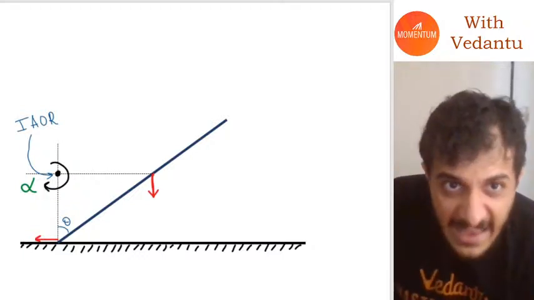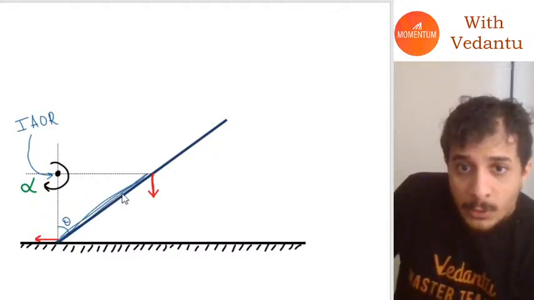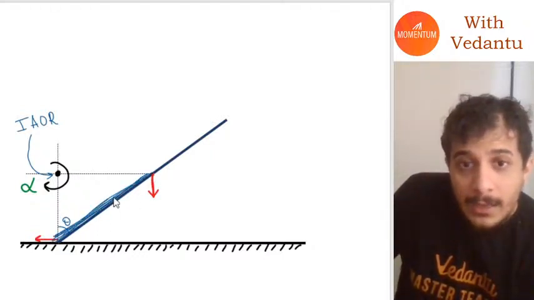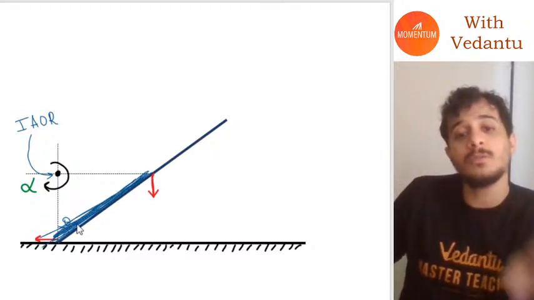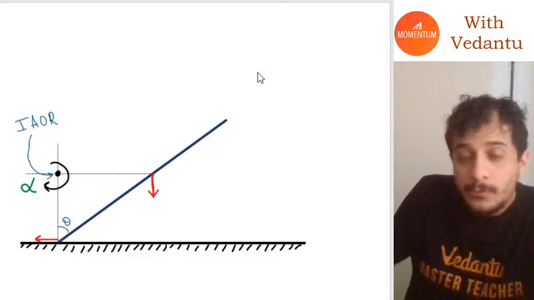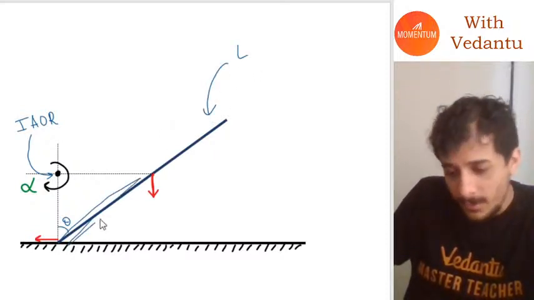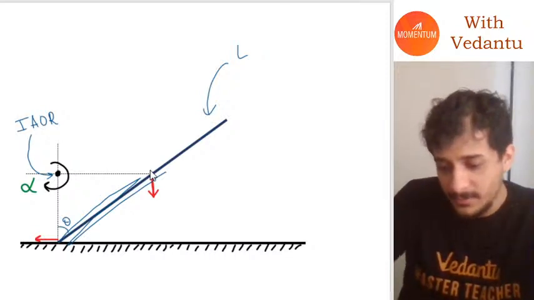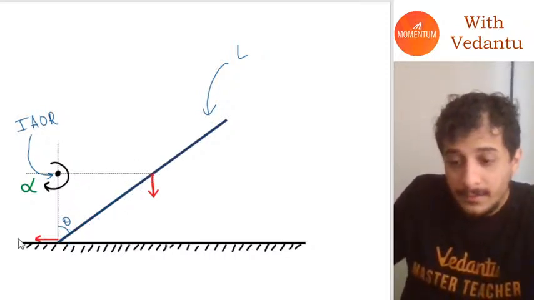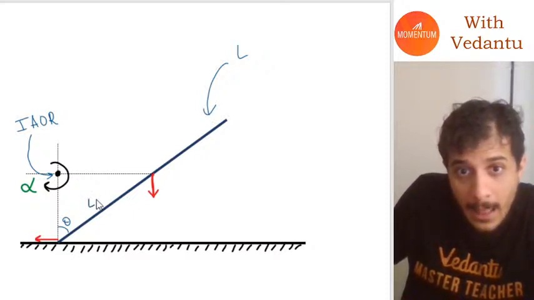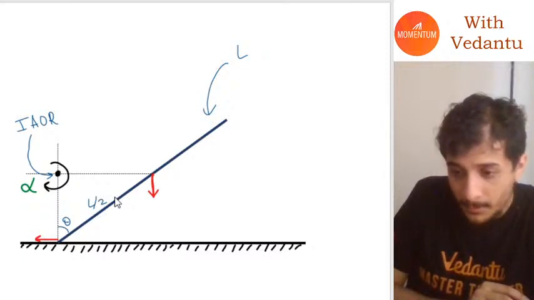Now, guys, if the total length of the rod is equal to L, and I ask you how much this distance is, can you tell me in the chat? That distance will be equal to L by 2. I hope everybody understood that distance will be equal to L by 2.